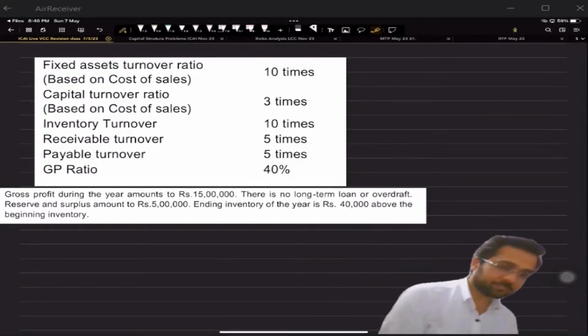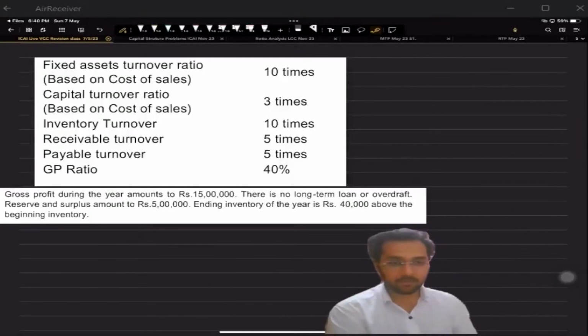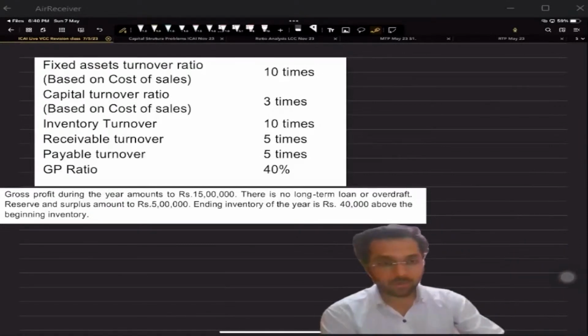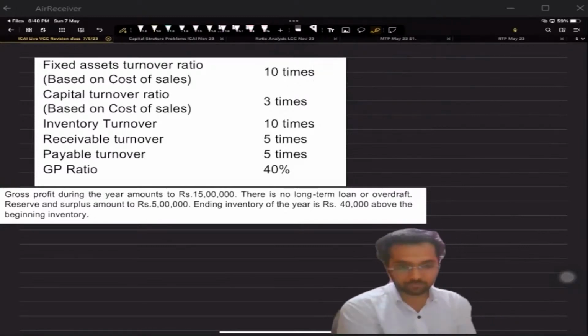Okay, so timer is up. Were we able to crack it? I don't know. Let's try to solve it.